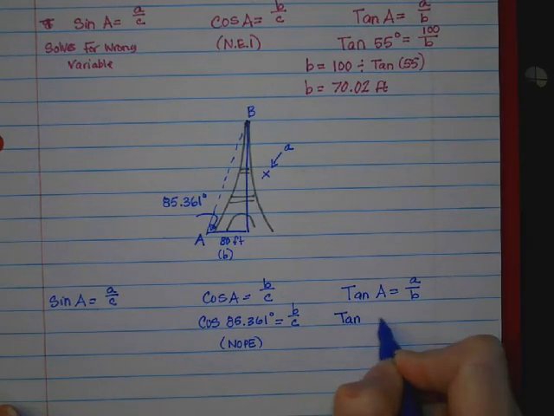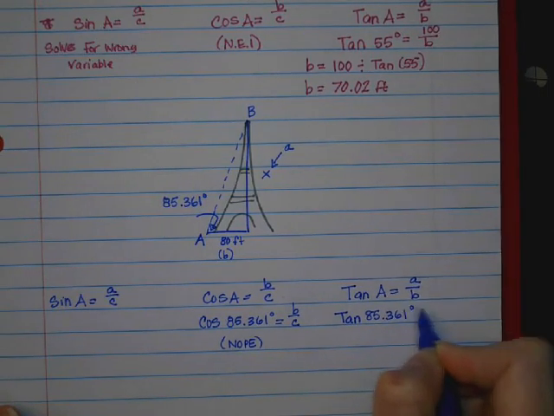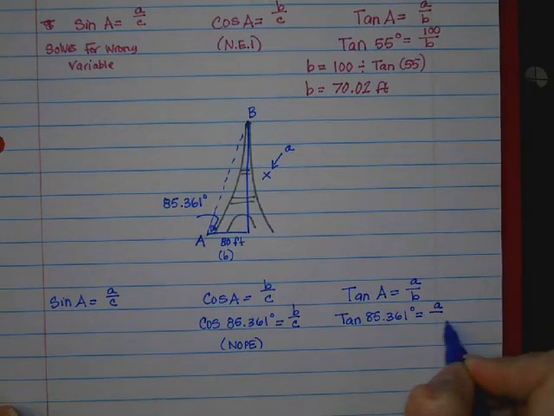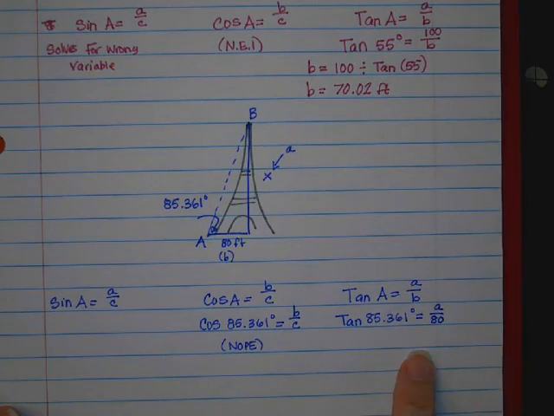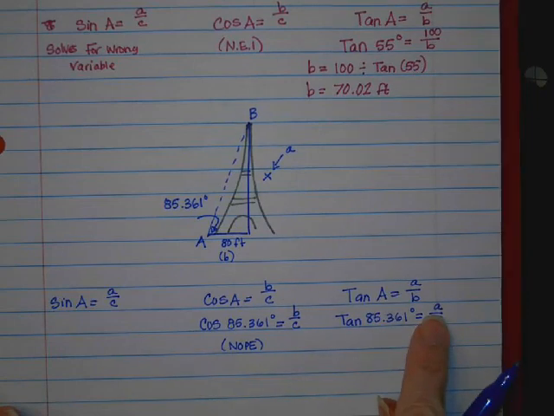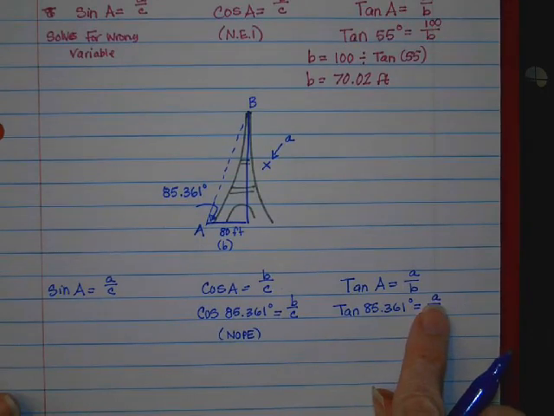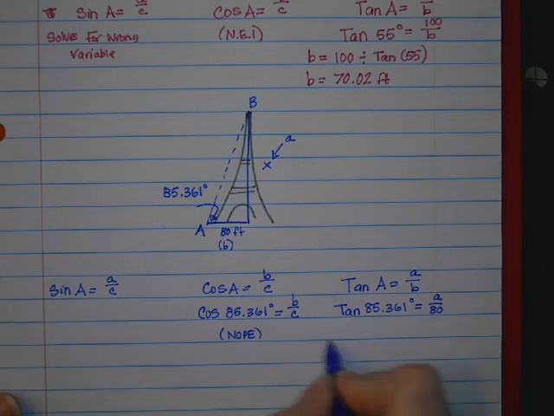So the tangent of big A, 85.361 degrees. Little a, I do not know. And little b is 80. So this one will work for us because I'm trying to find little a. That's exactly what I'm searching for. So if my variable is on the top, what do I do, Katrevany? That's right, I multiply. So what do I multiply, Lexi?